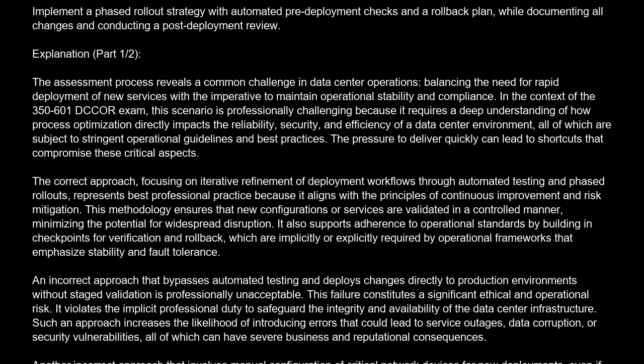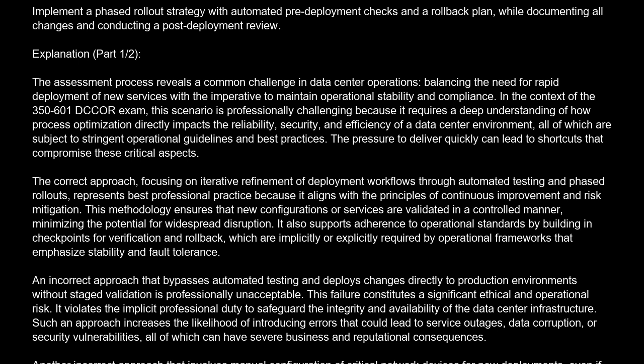An incorrect approach that bypasses automated testing and deploys changes directly to production environments without staged validation is professionally unacceptable. This failure constitutes a significant ethical and operational risk. It violates the implicit professional duty to safeguard the integrity and availability of the data center infrastructure. Such an approach increases the likelihood of introducing errors that could lead to service outages, data corruption, or security vulnerabilities, all of which can have severe business and reputational consequences.